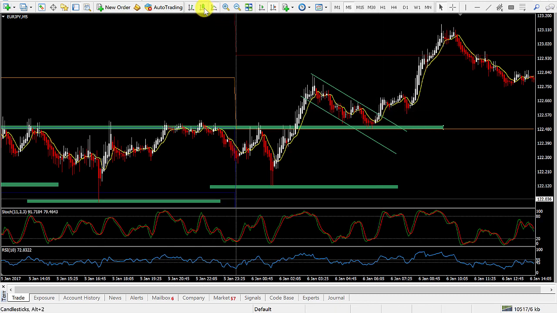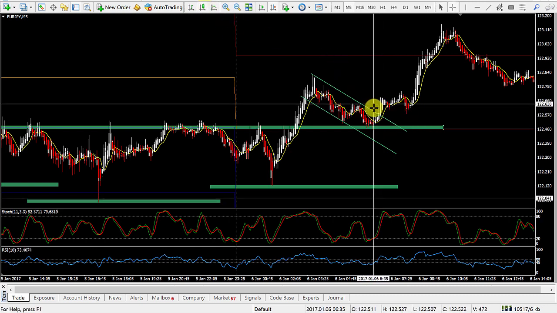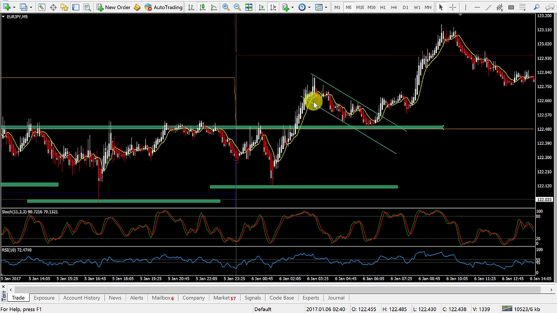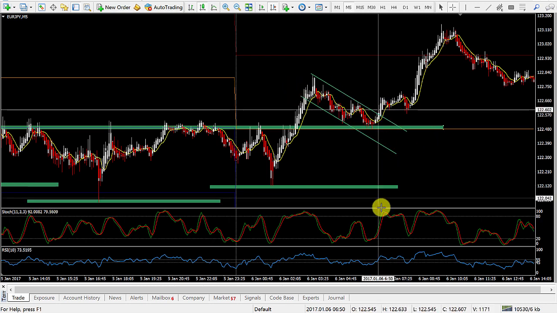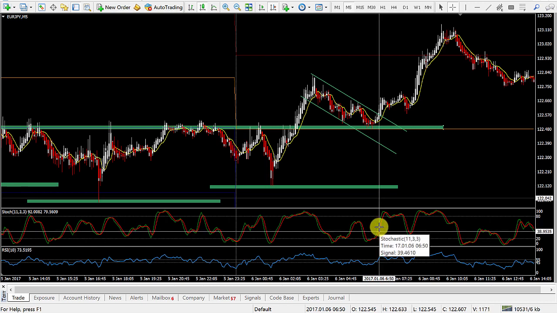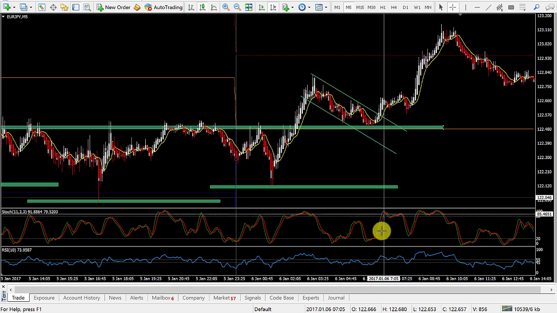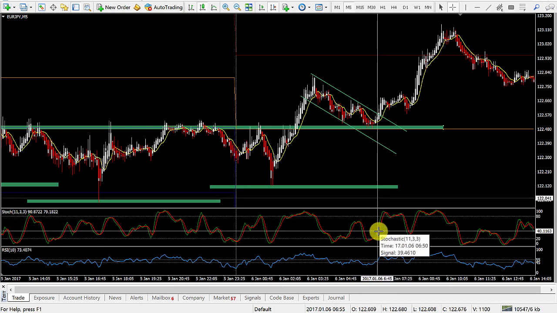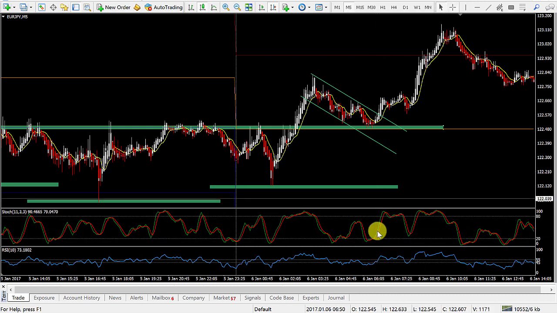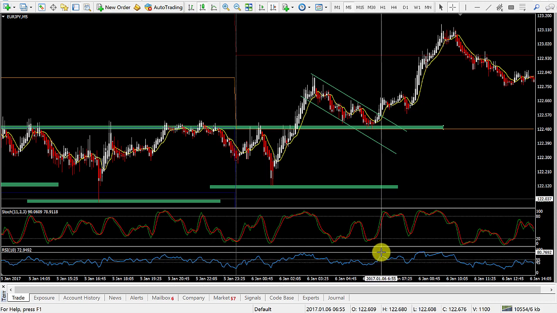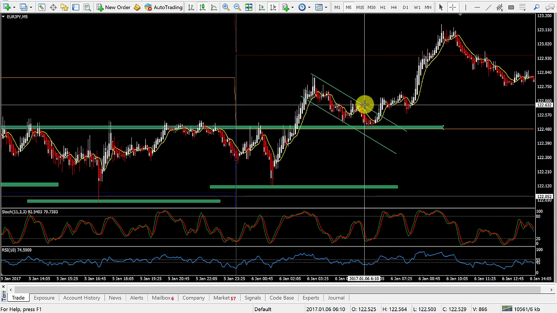So where did it close? It closed above our trend line. So this flag structure has now officially been broken. Our stochastic is still perfectly lined up. We're coming out with a symmetrical stochastic. We are not even above the 50 level yet, and our RSI at the same time is closing above the 55 level.